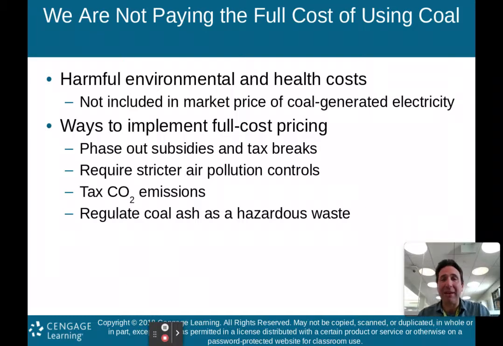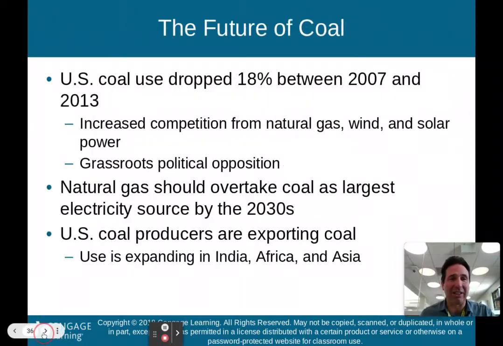How can we implement full cost pricing on coal? Well, phase out subsidies and tax breaks, require stricter air pollution control, tax the CO2 emissions. If you tax the amount of carbon dioxide you put into the air, coal-fired electric plants, at 286%, would definitely try to lower that. And regulate coal ash as a hazardous waste, because right now it's not regulated as a hazardous waste. So what is the future of coal?